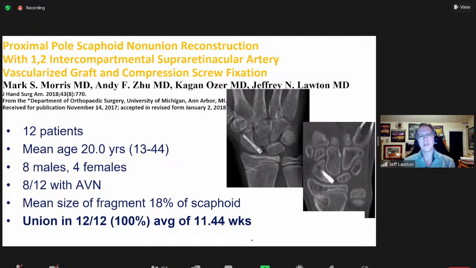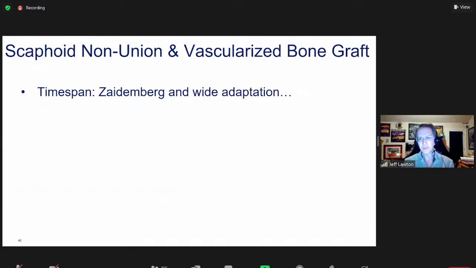We looked at 12 patients. As you can see, they tended to be young patients, mean age of 20. 8 of 12 had AVN, small fragments, and got 12 out of 12 to heal at 11 and a half weeks. So I don't think that this technique is for all fractures, but I think I would keep it in mind for very small proximal pole fractures.